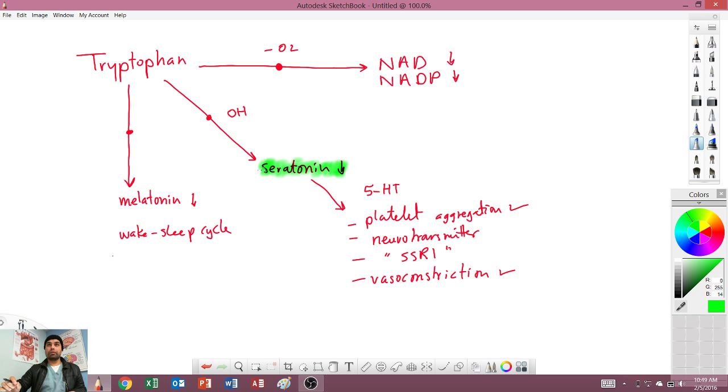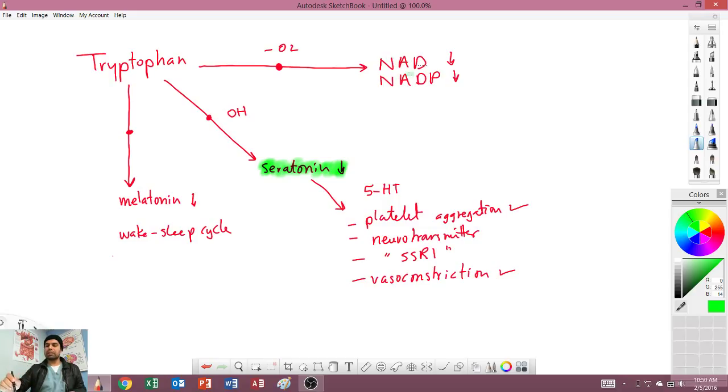Serotonin makes you feel awake. Melatonin makes you feel asleep. It's a completely different thing. For example, when they say turkey is rich in tryptophan, you get more melatonin and start getting drowsy and sleepy. So melatonin gives you drowsiness, serotonin gives you wakefulness.